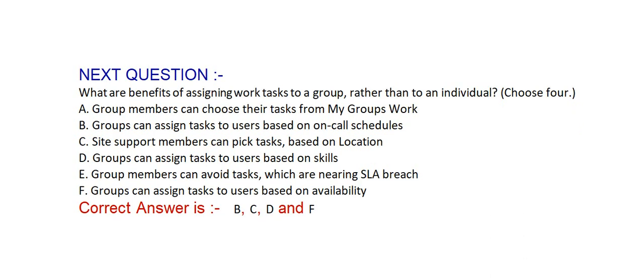Next question is, what are benefits of assigning work tasks to a group rather than to an individual? Choose 4 options. Option A, group members can choose their tasks from My Group Work. Option B, groups can assign tasks to users based on call schedules. Option C, site support members can pick tasks based on location. Option D, groups can assign tasks to users based on skills. Option E, group members can avoid tasks which are nearing SLA breach. Option F, groups can assign tasks to users based on availability.